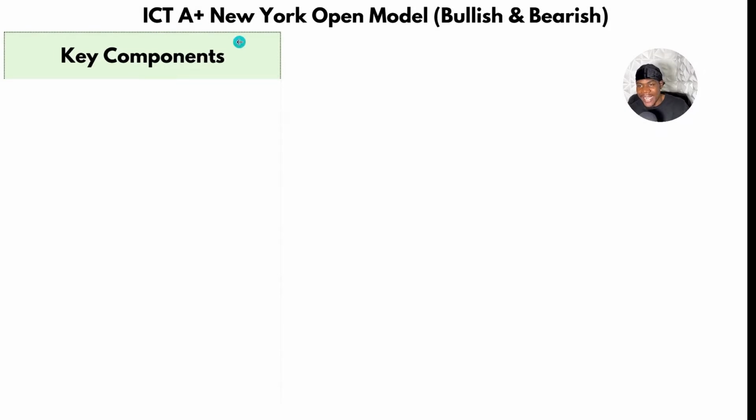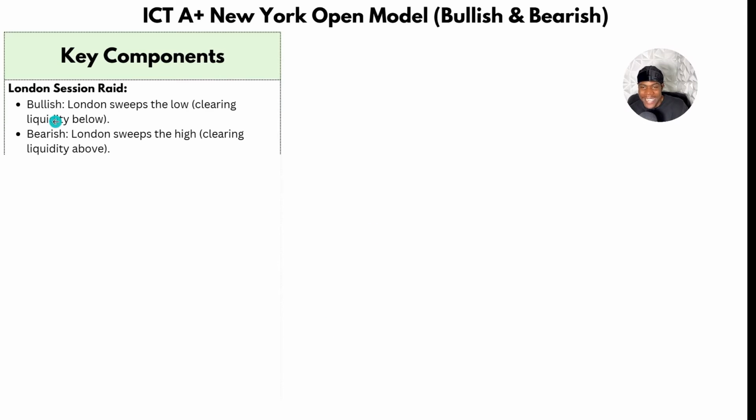Let's get into our ICT A+ New York Open model, the bullish and the bearish. Let's go over the key components. First is our London session raid. If we're bullish, we see London sweeps the lows, clearing the liquidity below. But if we're bearish, London will sweep the highs, clearing the liquidity above.